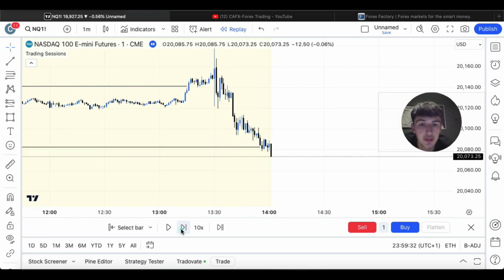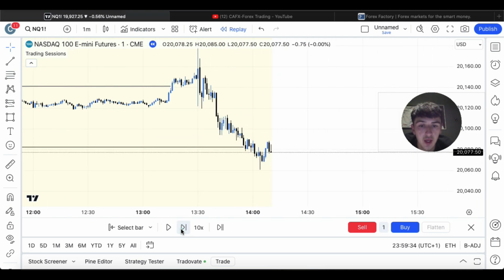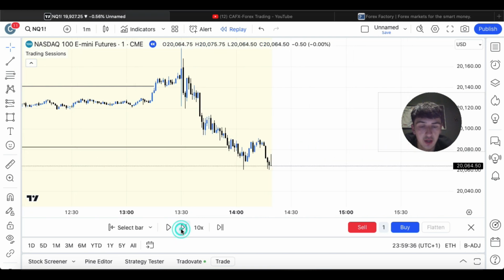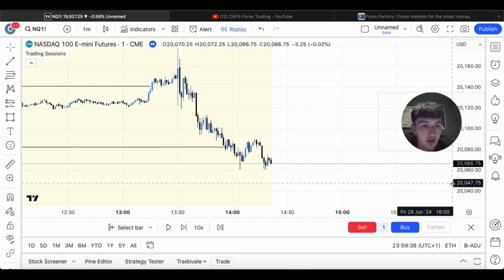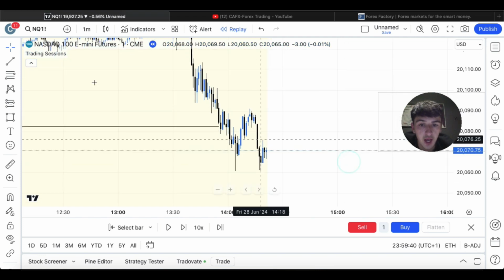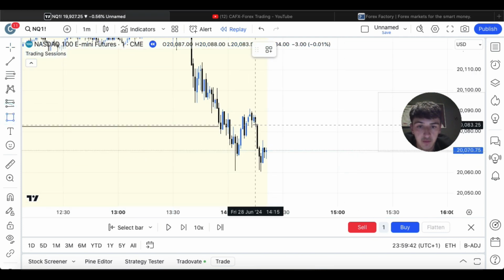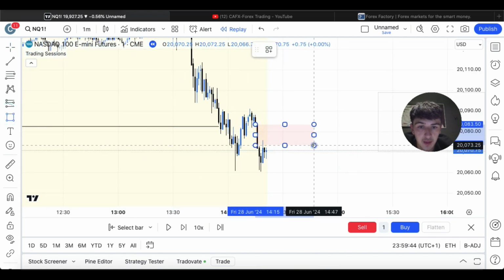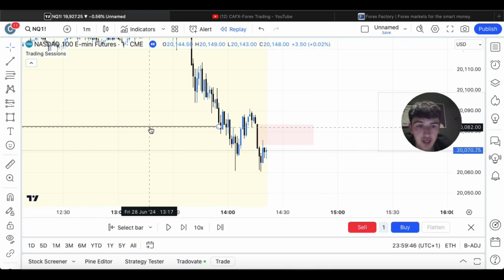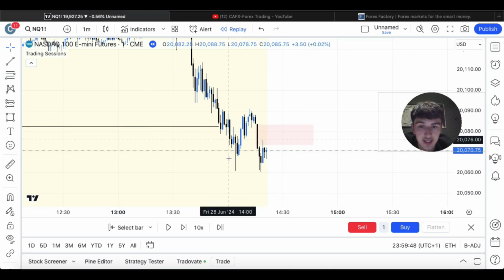And we start sweeping the liquidity now. Okay. Now what we want to look for is a sign of clear displacement down. Okay, so as you can see here, we've got clear displacement down. So we have swept liquidity. This black line here is the Asian low. You can clearly see we swept it.